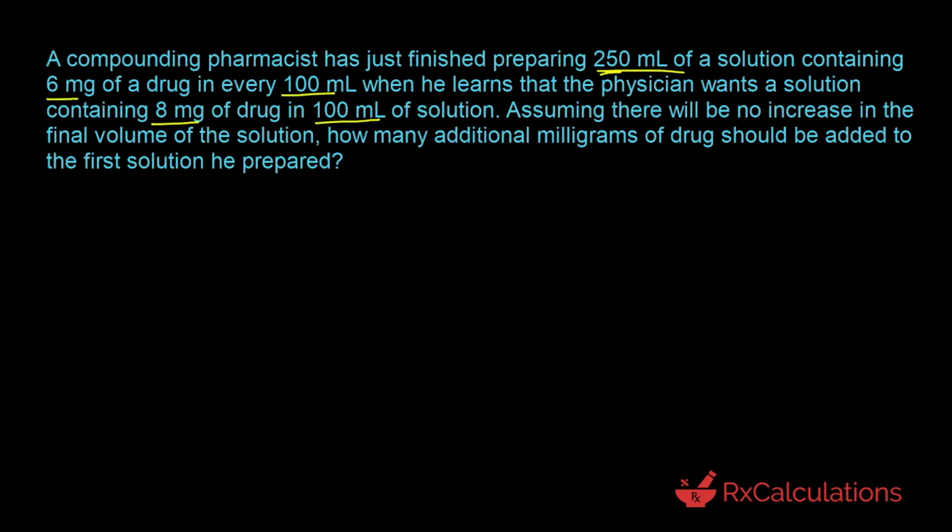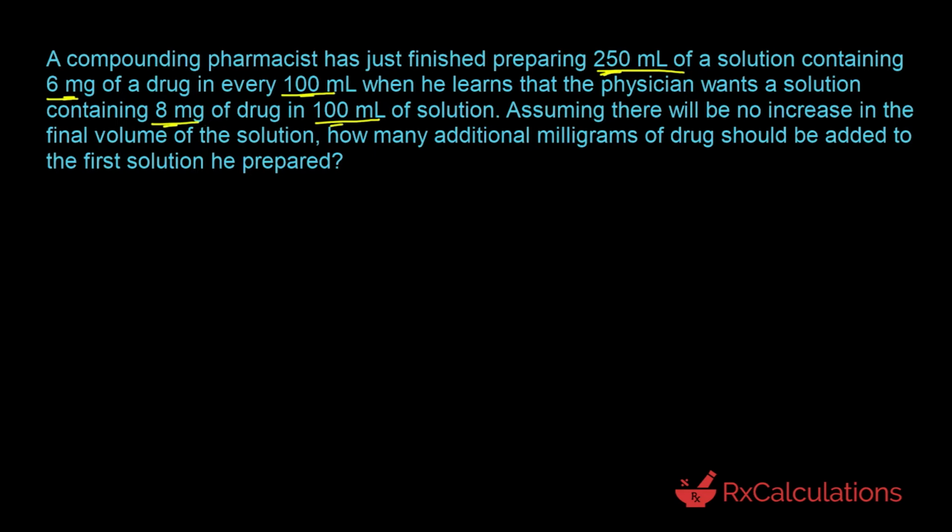The first step is to determine the amount of drug that is present in the 250 milliliter solution when you have the 6 milligrams in every 100 ml, and then you repeat the process for determining the amount of drug that should be present in the 250 milliliter solution when the solution should contain 8 milligrams in every 100 ml, and then we're going to find the difference.